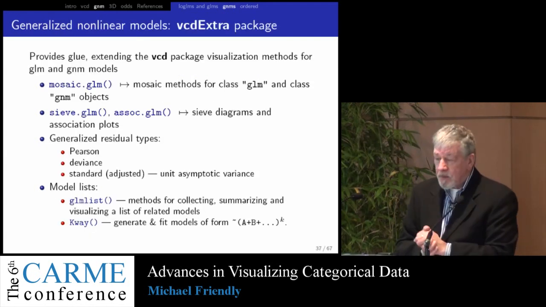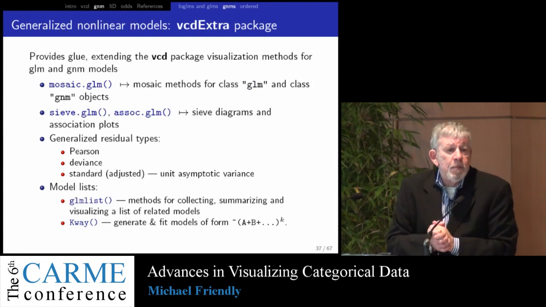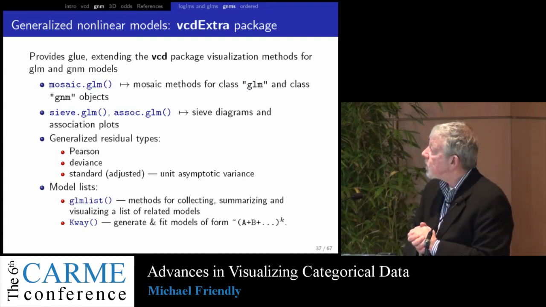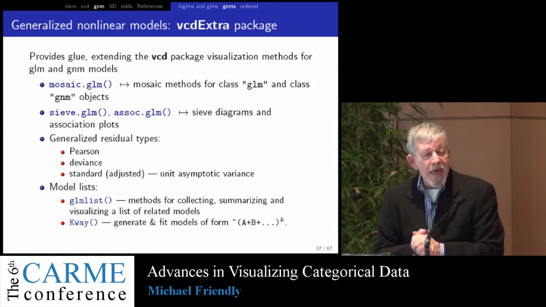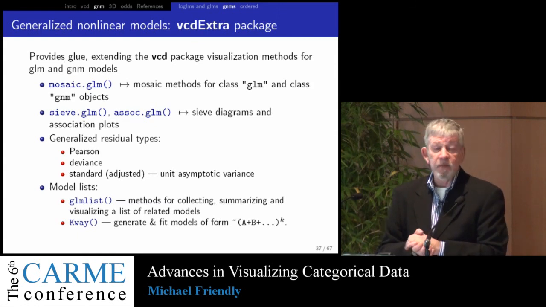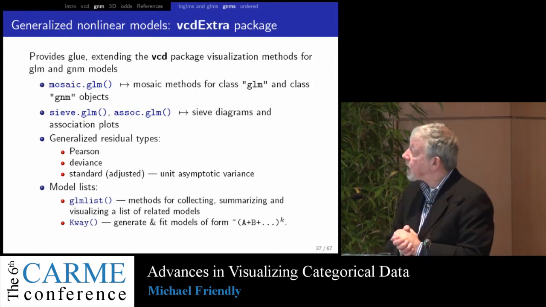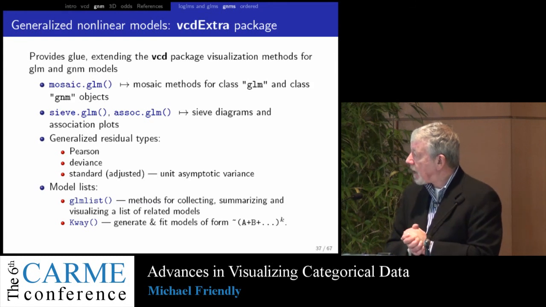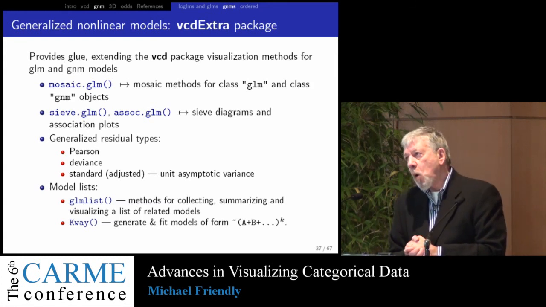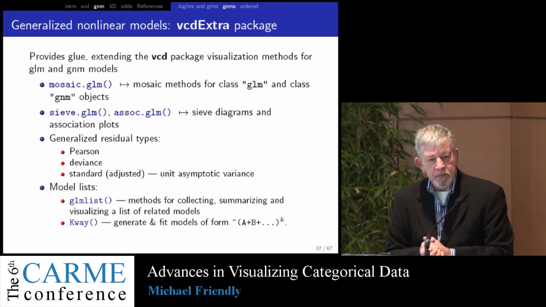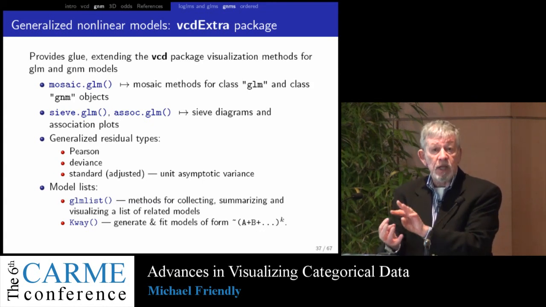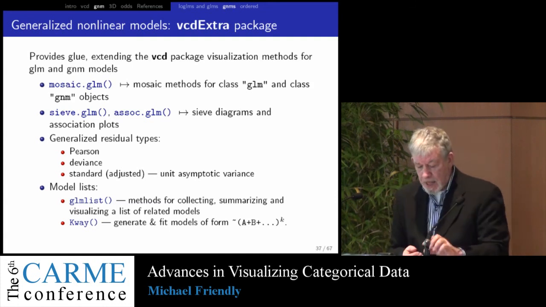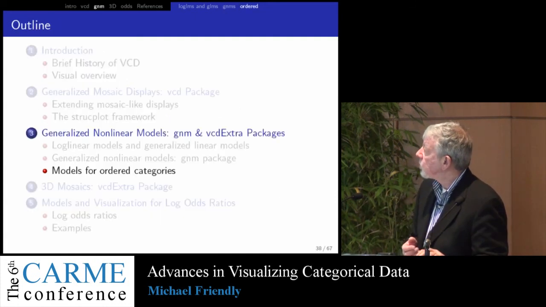The vcdExtra package, as I said, provides glue between these two. So there's a mosaic method for GLMs and GNMs, sieve plots, association plots. Often you fit a large number of models and you want to collect them and analyze them as an actual class. So there's a glmlist facility as well.